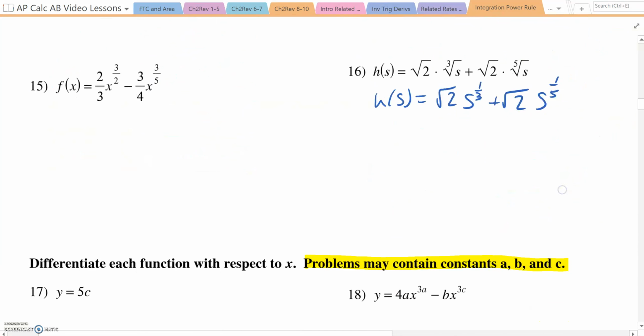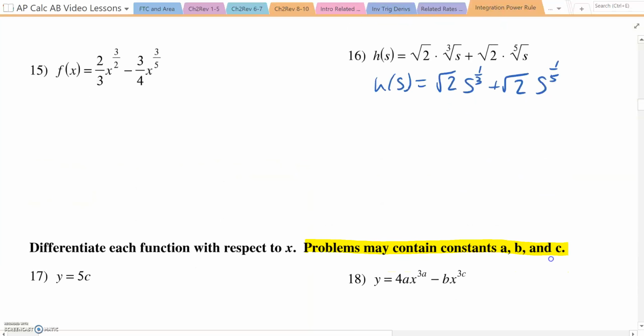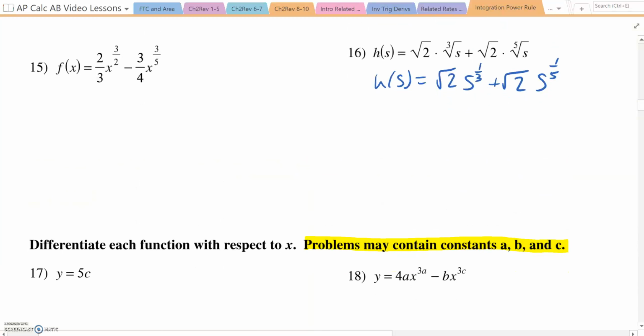And I think we're down to the end here. We got just four more left. Here we go. Number 15. F prime of x. 3/2 times 2/3 is 6/6. Look at that. That's nice. Those will go away. So it'll be x to the subtract 2/2. You're going to get a 1/2.